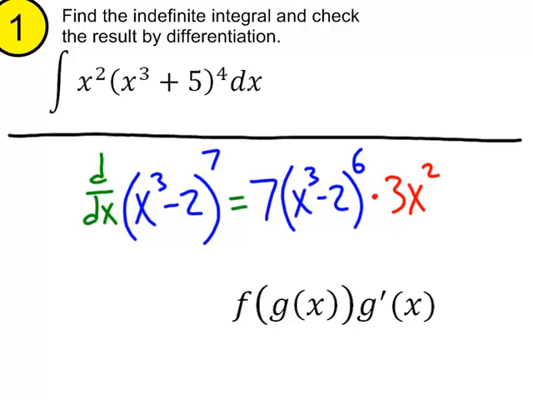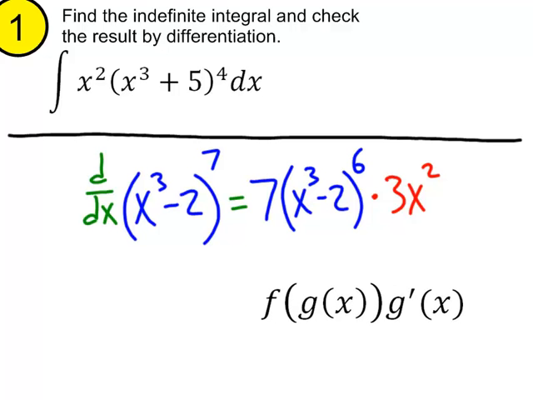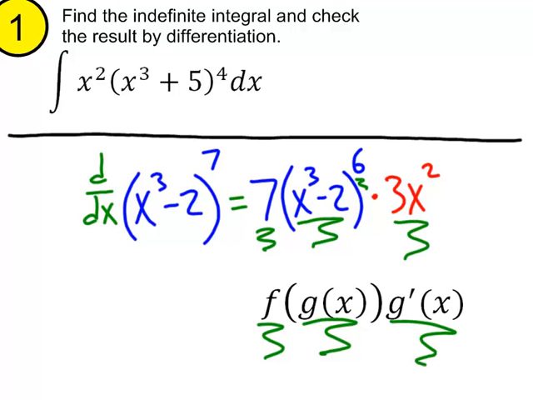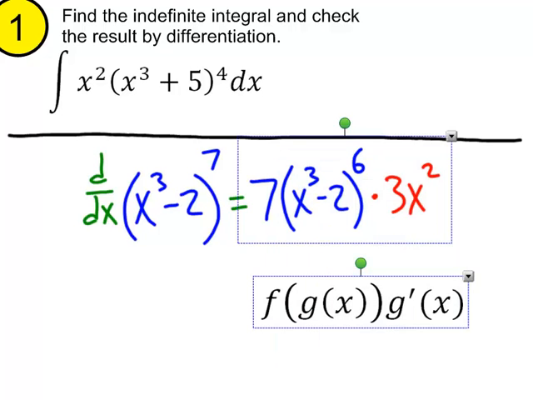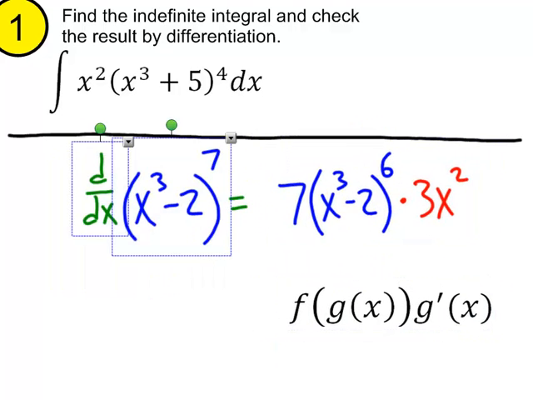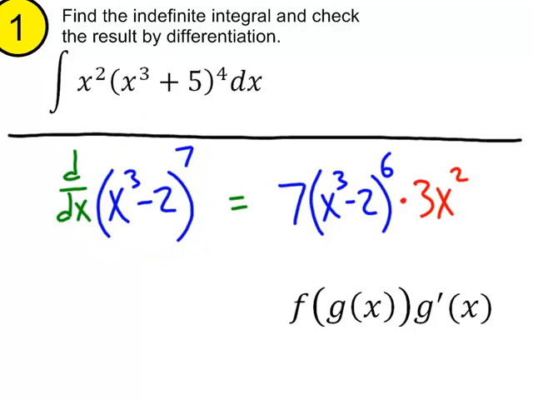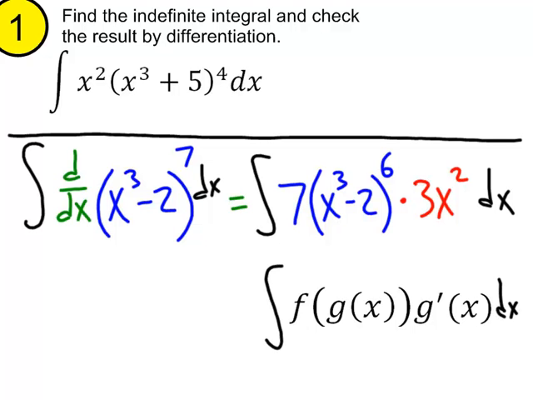That is exactly the pattern that we're going to be looking for, where the g of x was the x cubed minus 2, the f of x was the 7 blank to the 6th power, and then, of course, the derivative of the inside function is g prime, or 3x squared in this case. And let's consider now when we integrate both sides of this equation. So we do integral dx, and let's do it down here too, integral dx.